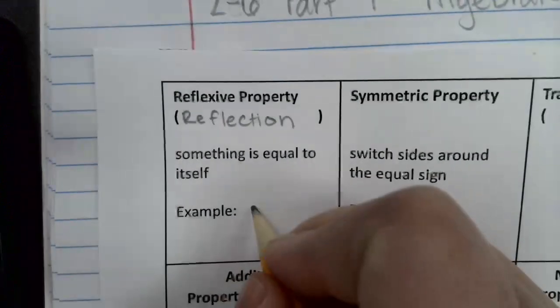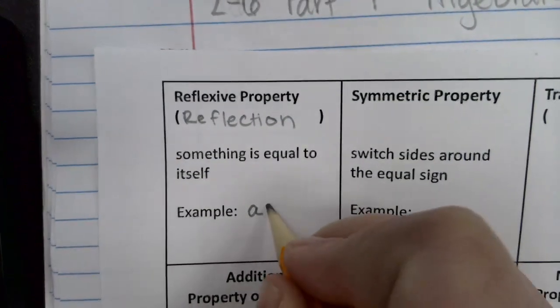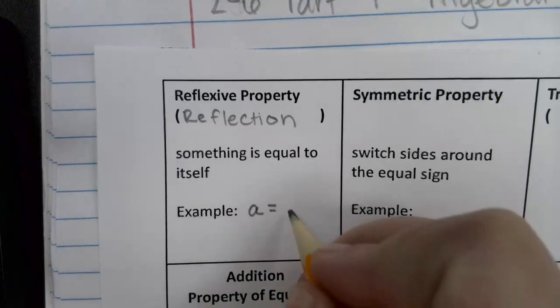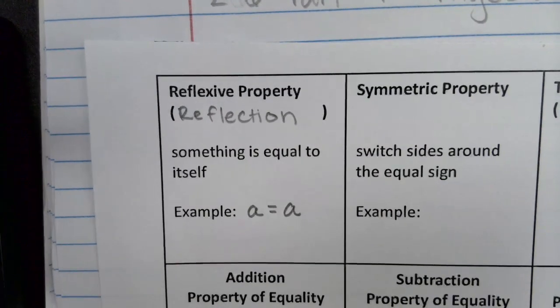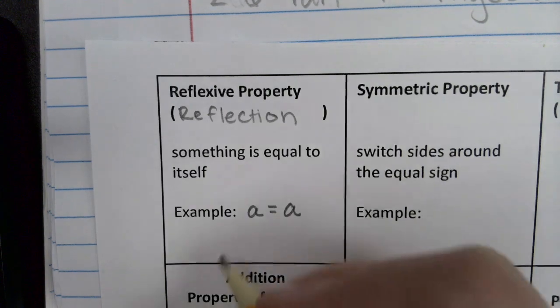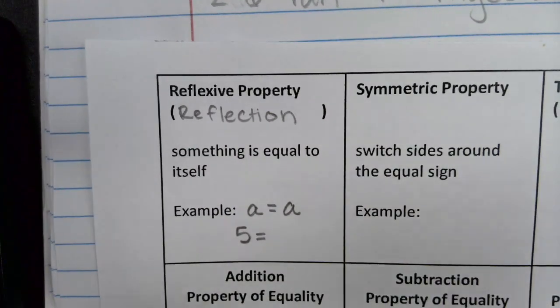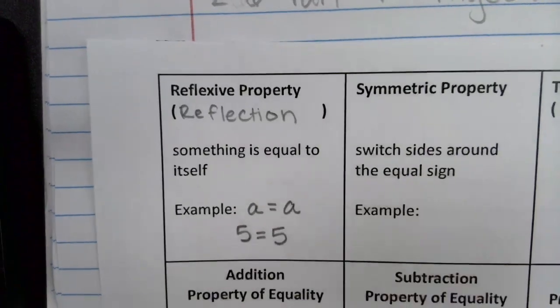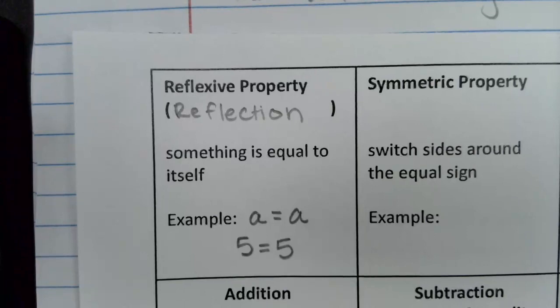Like A is equal to A. Five is equal to 5. Now, we don't generally use the reflexive property with equations. We're not going to use it today, but it's important to know.